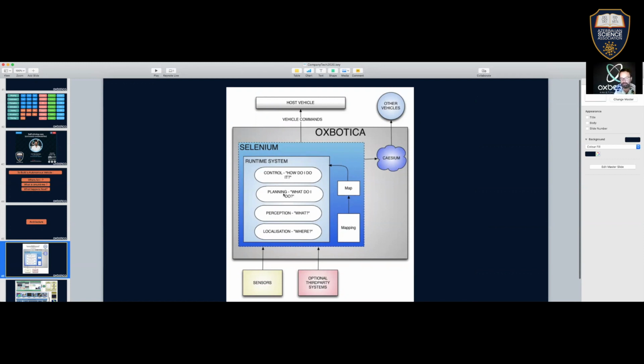How do I move? What do I do? What's around me? And where am I? And to answer those questions, this software also has access to a map. And we can talk about how we build that map. That map, if you like, is just a memory of the world.